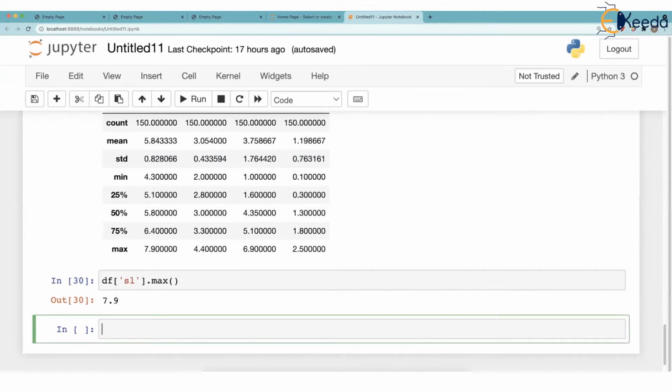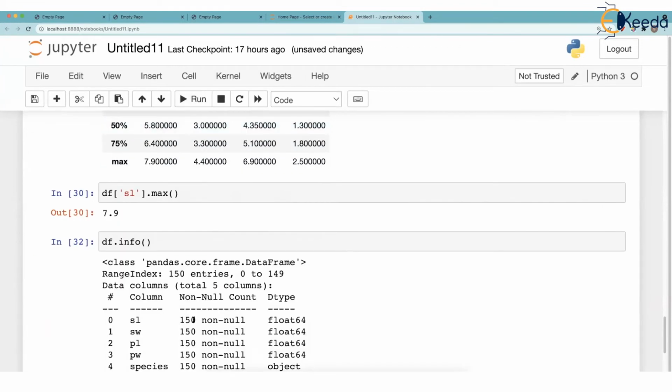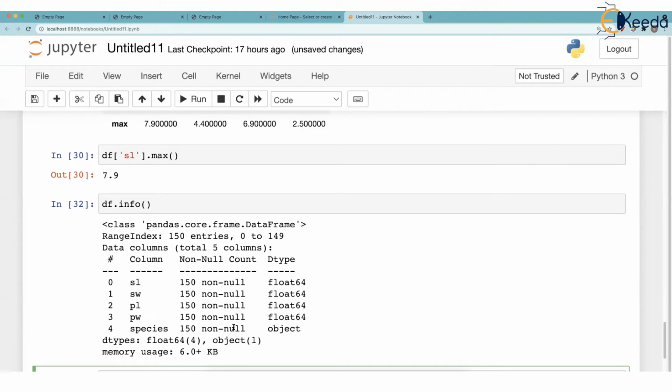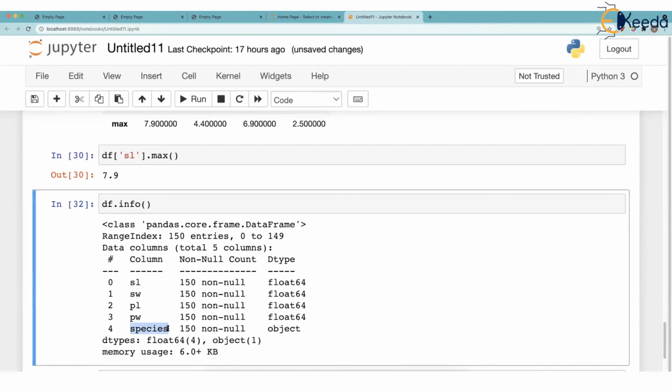There is something called info also, the info function. Let's see. Info. My God, what is all this? I am again asking for information of the data frame. And the nice thing is now species is also shown, you see, although it is non-numeric. This clearly tells everything about the column.